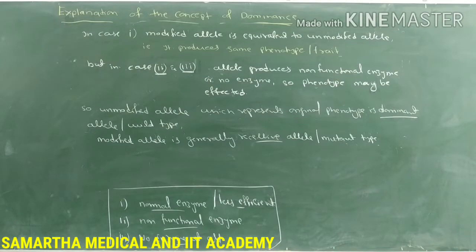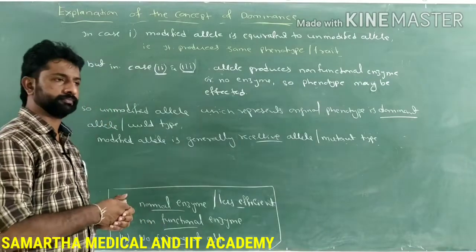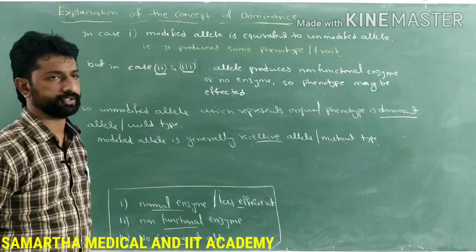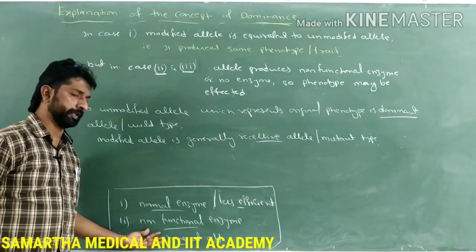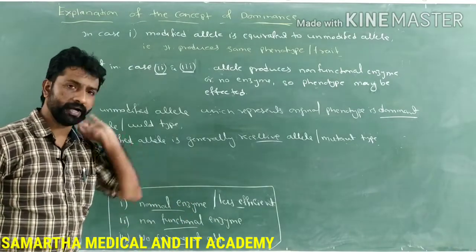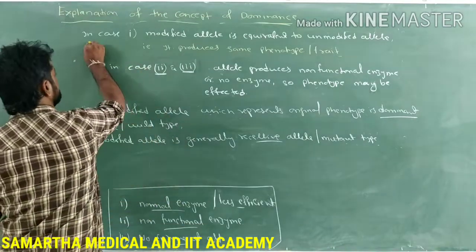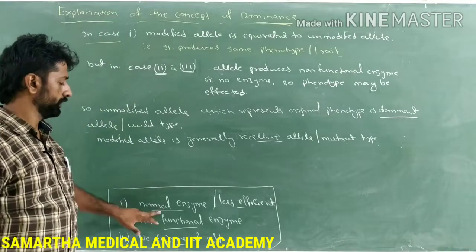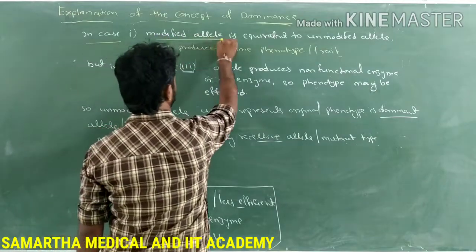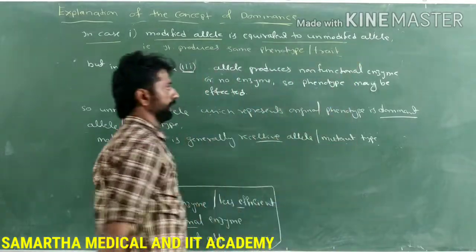Let's see the explanation for this one. As there are three cases possible, the mutated allele may produce a normal enzyme but less efficient, or it may not produce a functional enzyme, or it may not produce any enzyme at all. Among these three cases, in case 1, where a normal enzyme or a less efficient enzyme is produced, the modified allele or the mutated allele is equivalent to the unmodified allele.